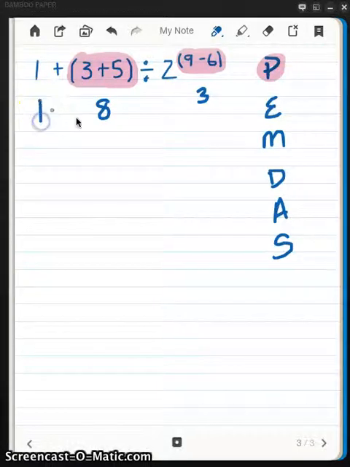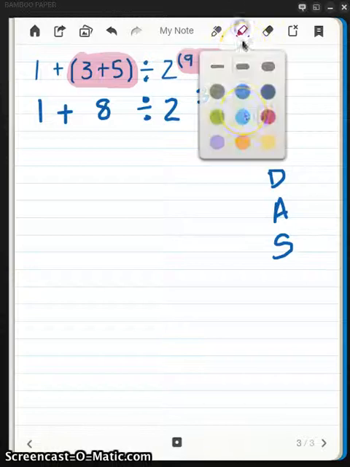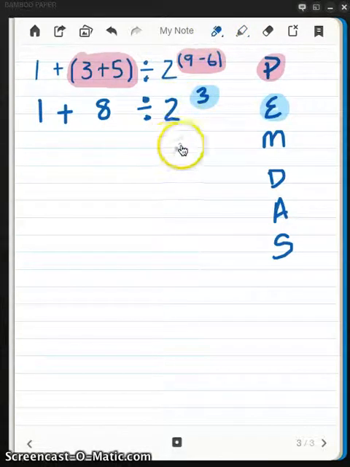We have our initial value of 1, which was added to the sum which we calculated. This is divided by 2, raised to the difference that we calculated. Our next operation will be exponents. I want you to highlight all the exponents that you see. Here we have the value 3, which is raising the number 2. So 2 raised to the power of 3 is 8.